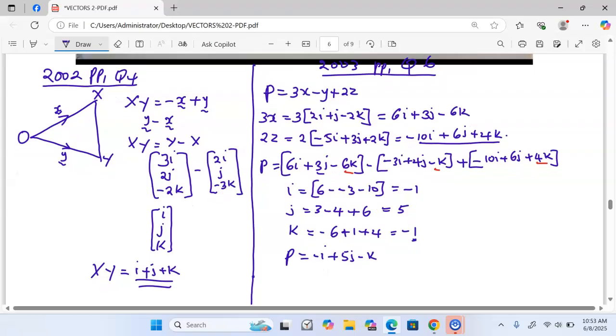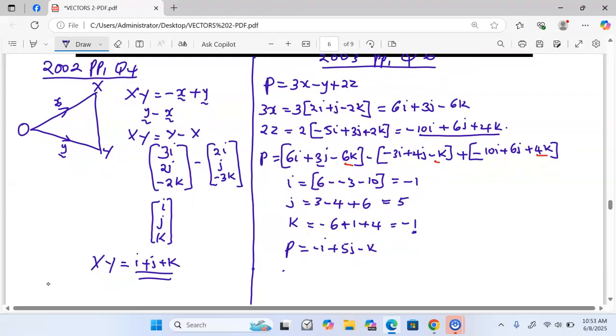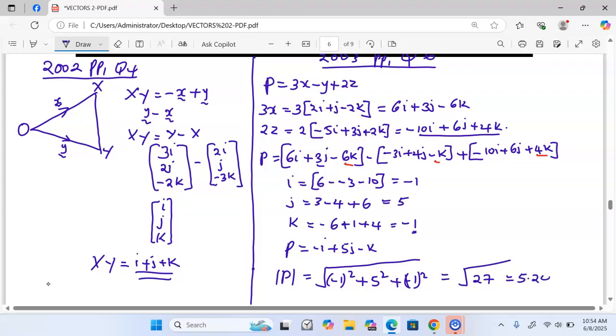Once we have gotten p, we can now proceed and get the magnitude of p by taking the square root of the coefficients of i, j, and k. So we are going to have 1 squared plus 5 squared plus negative 1 squared, which is going to give us the square root of 27, and the square root of 27 is going to be equal to 5.20 units.